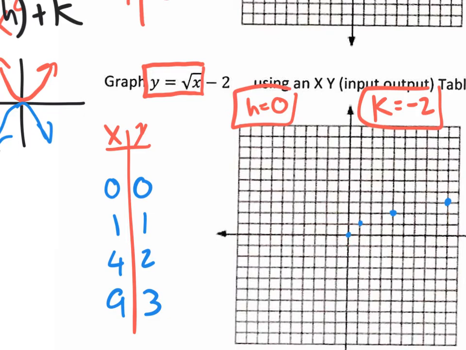So every single one of these blue dots needs to get shifted 2 units down. Let me put it in red here. The red dots will be the final graph. 2 units down, 2 units down. You guys see that? Every single blue dot got shifted 2 units down. 2 down, 2 down, 2 down.